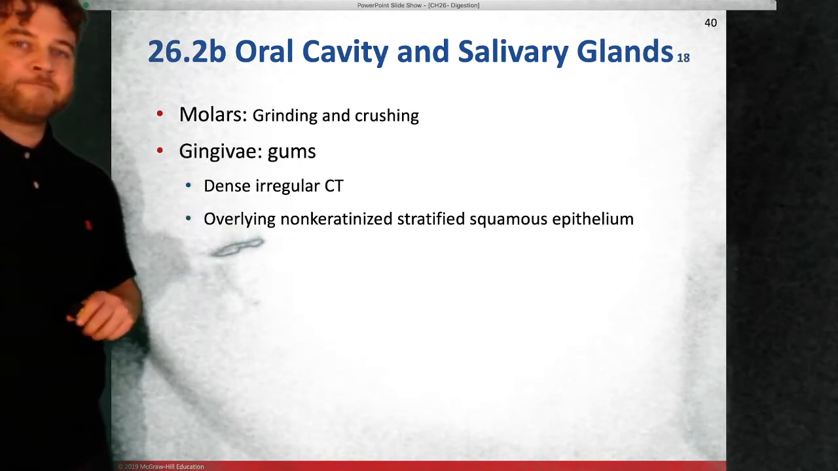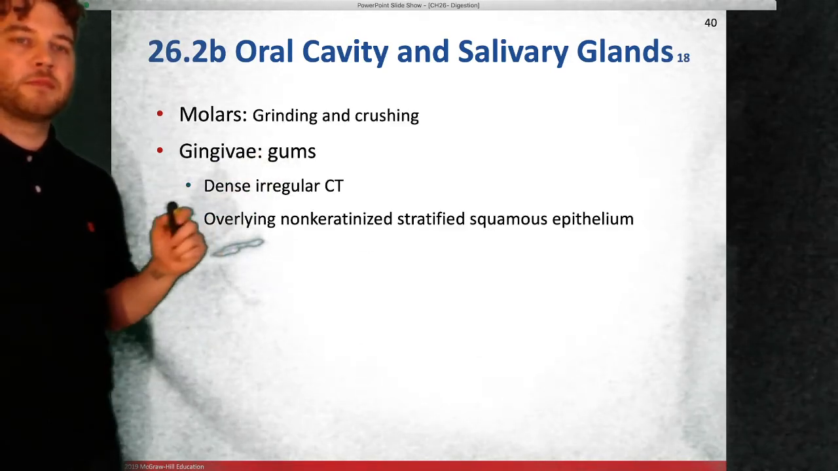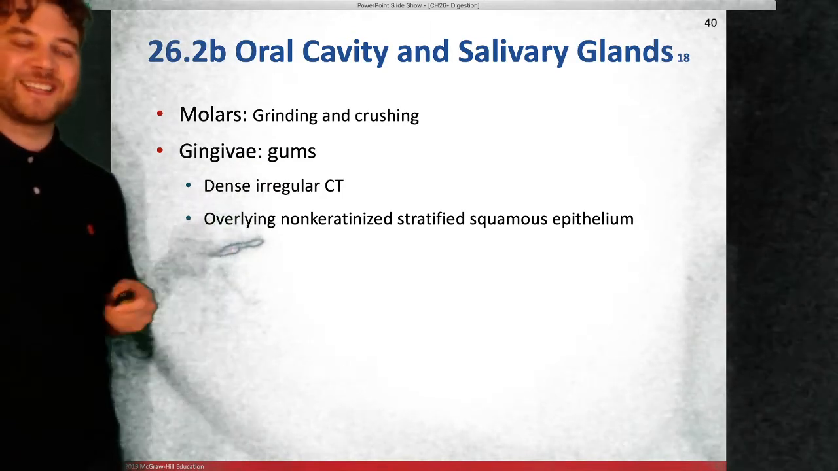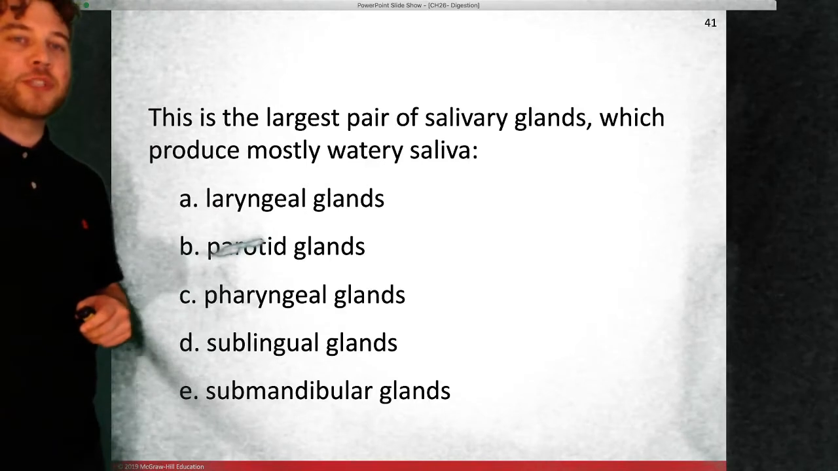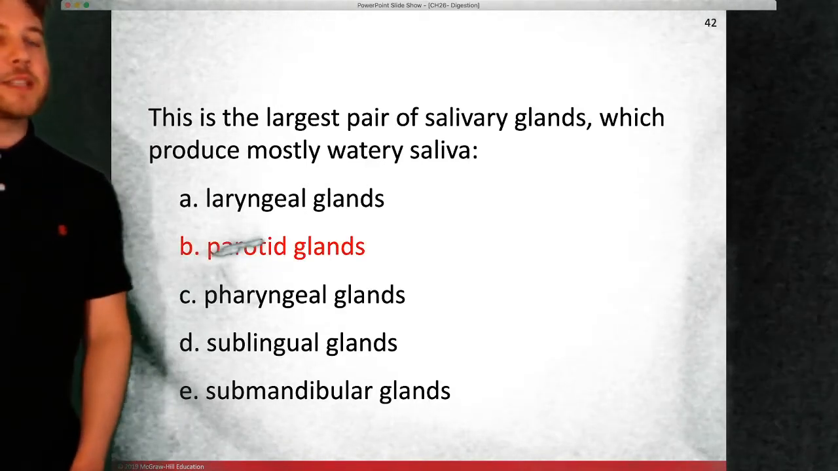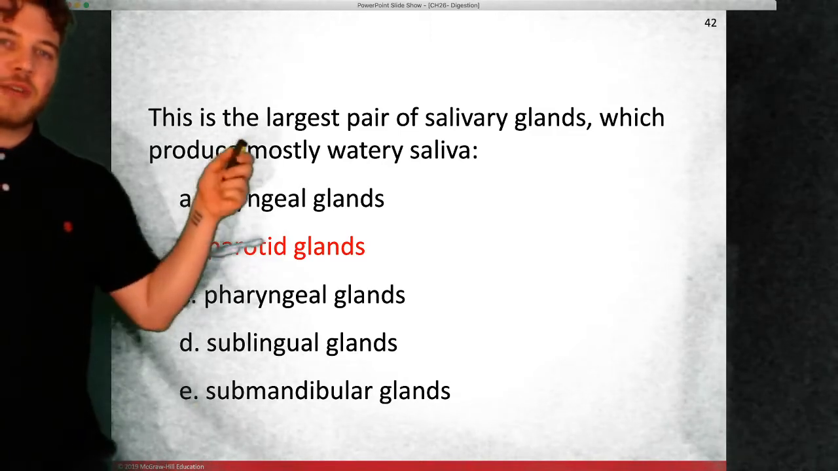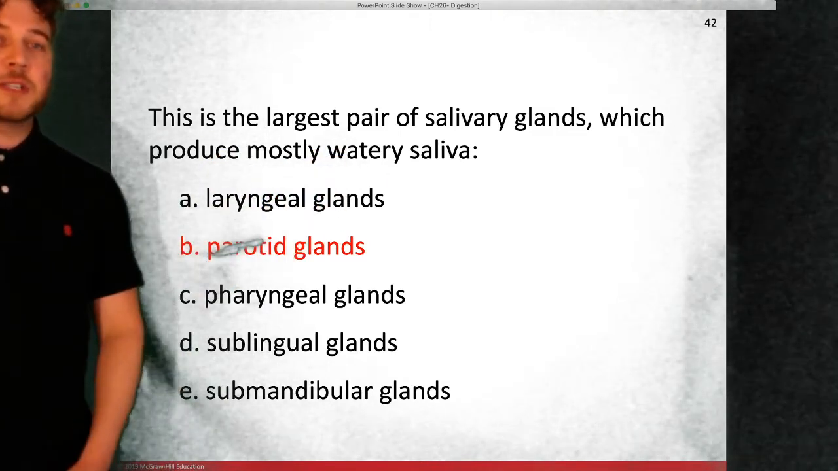Oh, we already did that. Molars for grinding and crushing. There's your gingiva again. I'm not sure why they keep coming back up. Okay, this is the largest pair of salivary glands, which produce mostly watery saliva. Yes, your parotid glands. Big key there, if you can't remember which ones produce the most watery saliva, the largest pair, right? They are by far the largest.